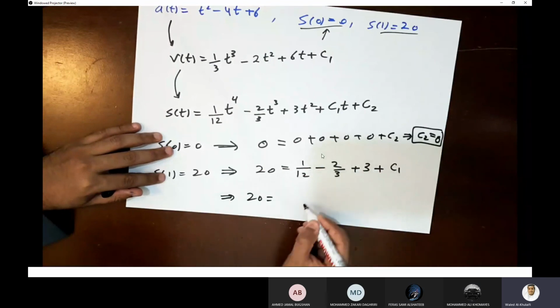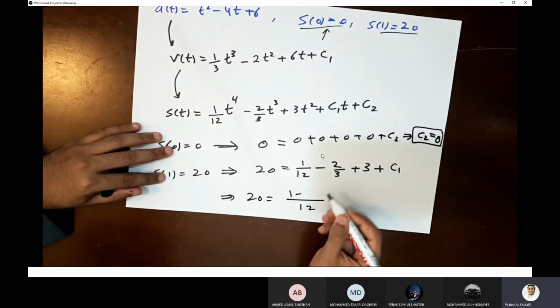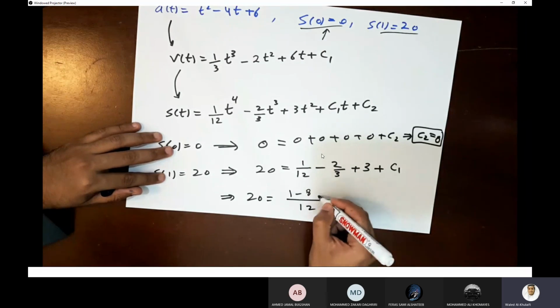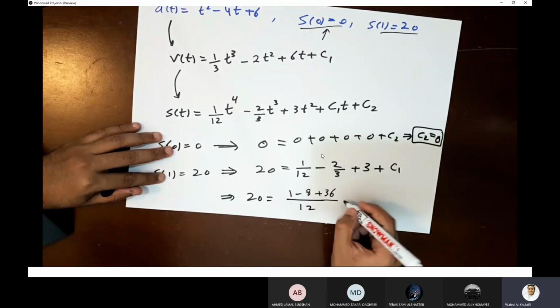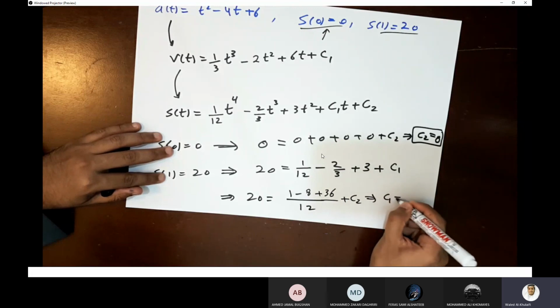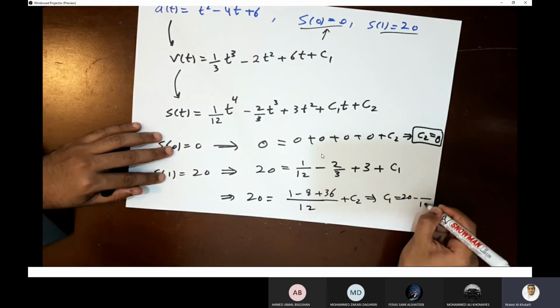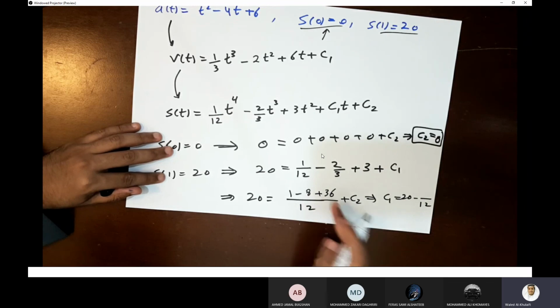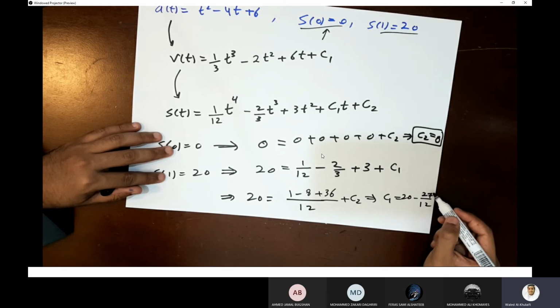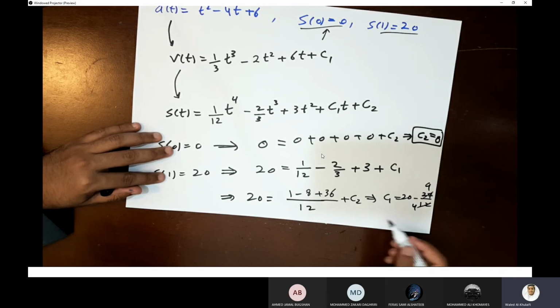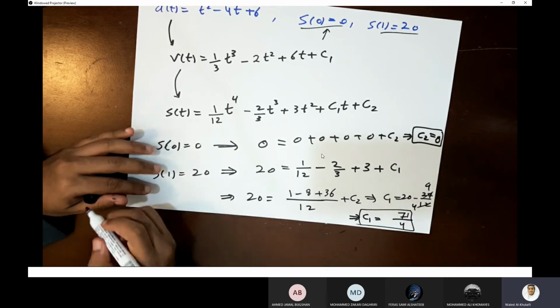This is 20 equals 1 over 12 minus 2 over 3 plus 3. You multiply by 4, which is 8. You multiply by 12, so you have 36 plus c1. So implies that c1 equals 20 minus something over 12. I think 27, if I'm not mistaken, right? 27. This is divisible by 3, you get 9. Divisible by 3, you get 4, right? So this implies that c1 equals 80 minus 9, so it would be 71 over 4. Not mistaken here in calculation.